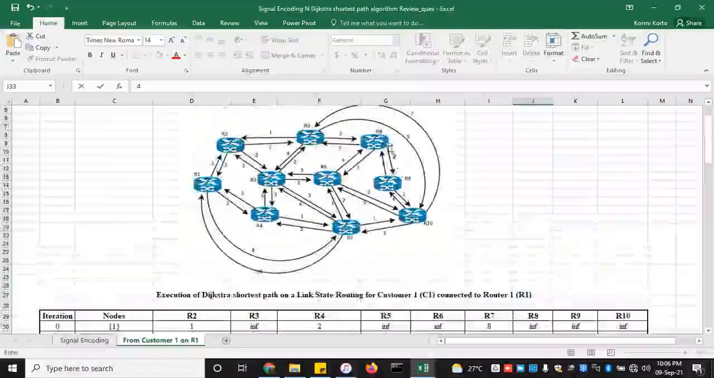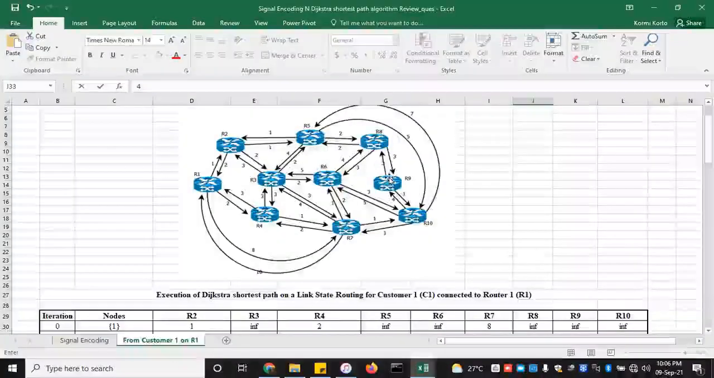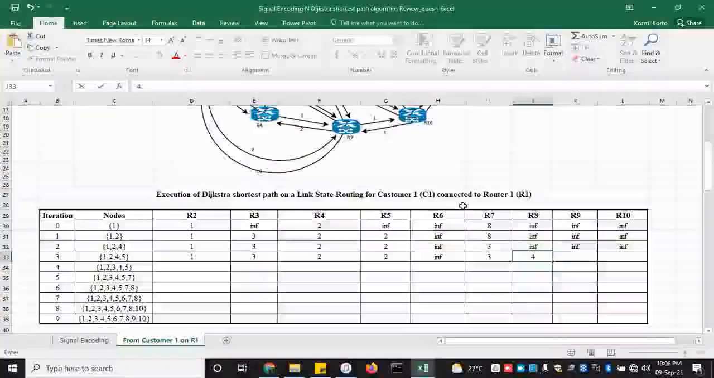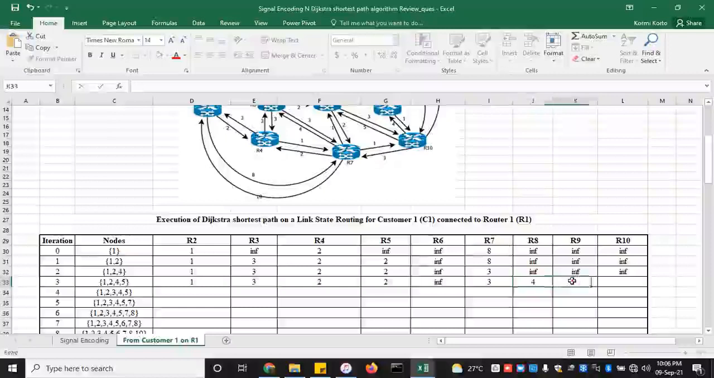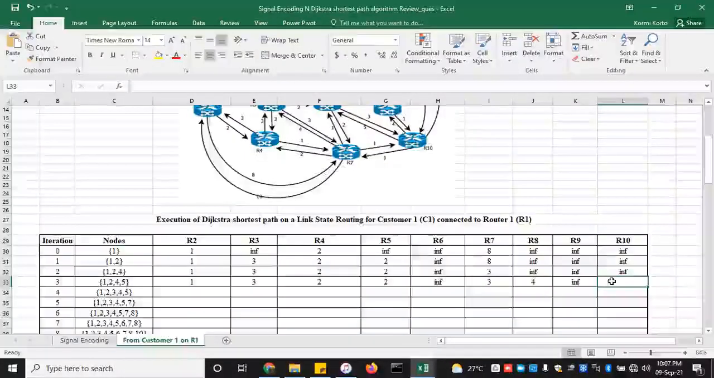9, on the other hand, is still way off, so it'll still be at infinite. And the same applies to 10 as well.